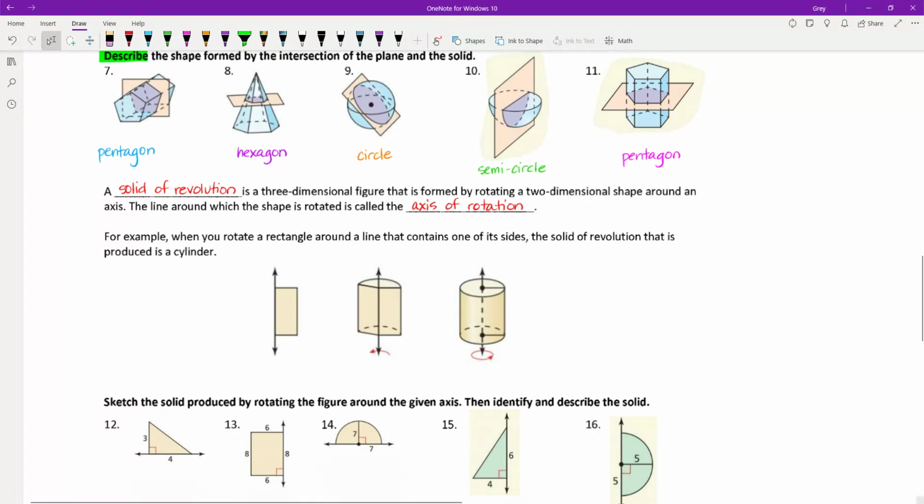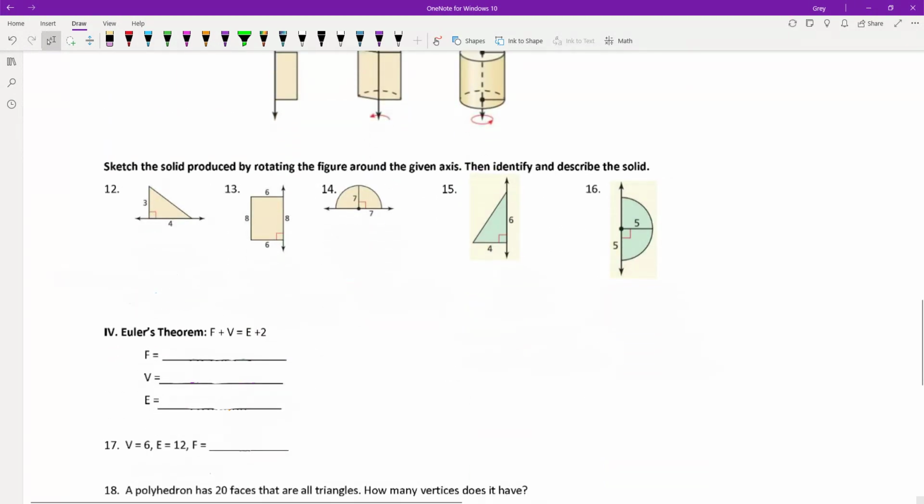But what you've got to do is be able to draw and see those figures. So, sketch the solid produced by rotating the figure around the given axis. So again, pause, see if you can do one. Do one at a time, check your work. Okay, you'll get more out of this.